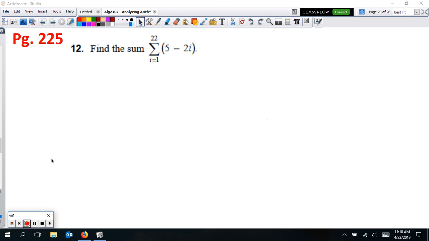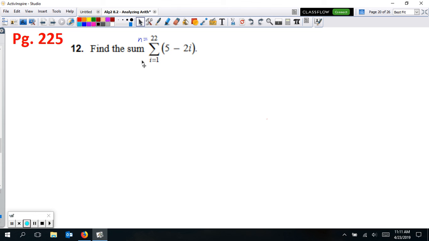Okay, so number 12, our last one on our extra practice, back to page 225. It says find the sum, and remember this notation from 8.1, the summation notation or sigma notation, saying we're going to take the sum of this. We have 3 things here. The top part is the last term, which tells us how many terms are going to be in this, and that really is the n in the formula. So there are 22 terms in this finite series.